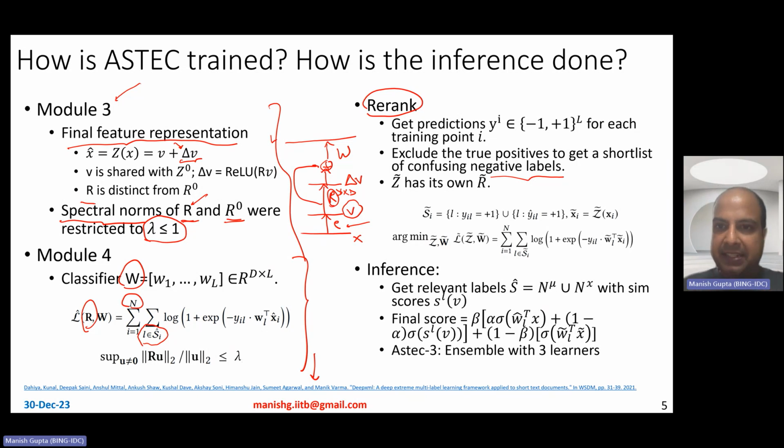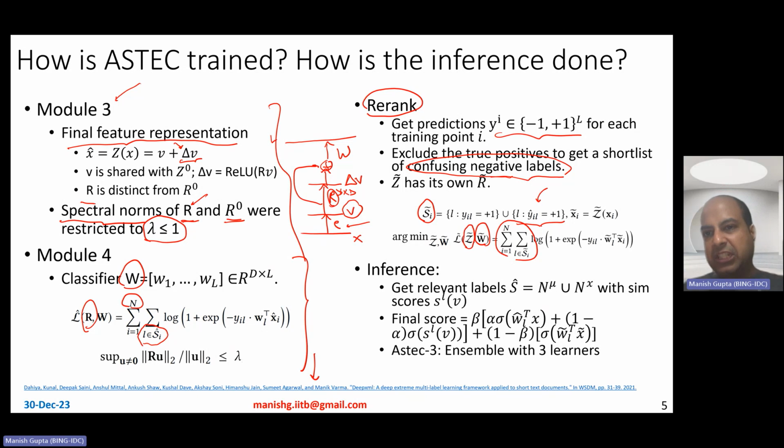You take your trained Astec model, you take your training data points, you pass them through Astec, and get the predictions. Look at the top few predictions. Most of them should be positives. Some of them are going to be negatives. These negatives are the ones where Astec was super confused. You take those confusing negative labels and that creates a set called S_i hat. Those are your negative training labels, where Astec predicted that they were positive, but they're actually negative. You take those S_i hat and you do a few more epochs over your Astec models so as to train a Z tilde and a W tilde.